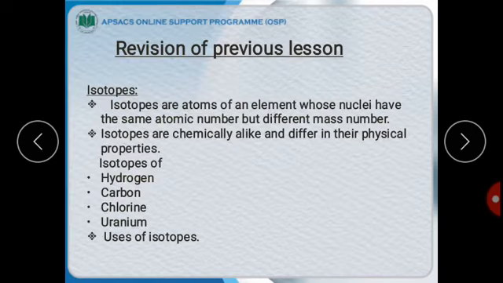My dear students, before starting this week's assignment, we are taking a recap of what we have learnt in the previous week. Do you remember? Yes, isotopes. We learnt about isotopes. We also learnt about different isotopes of hydrogen, carbon, chlorine and uranium. We also discussed the uses of isotopes.